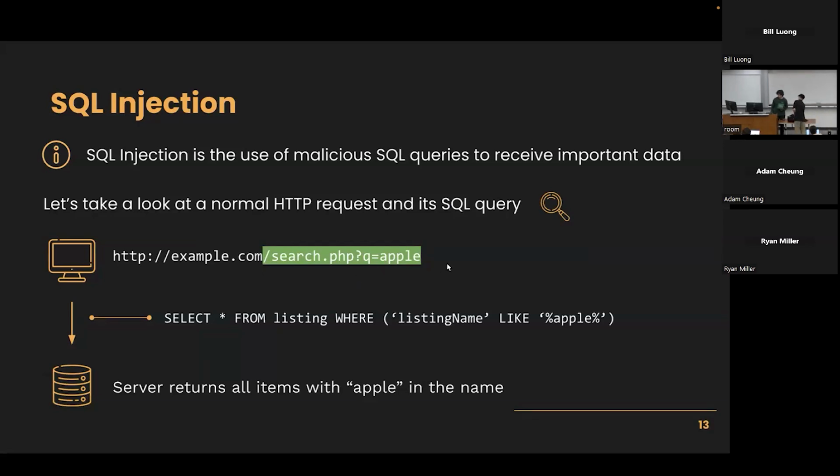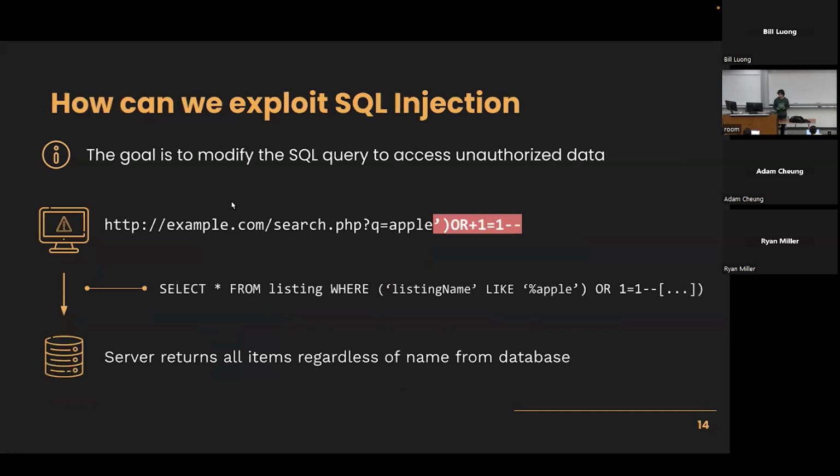If we look at a normal SQL query, we can see that we're just searching for Apple, and on the back end, we're doing a select, getting our data from the listing and returning anything that has Apple in it. Now, if we append some information like before, we can append this little bit at the end of our query, which will make the server return all the items instead of just the ones it's supposed to search for.